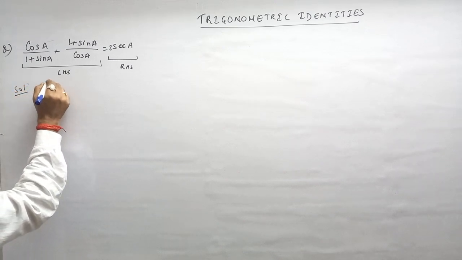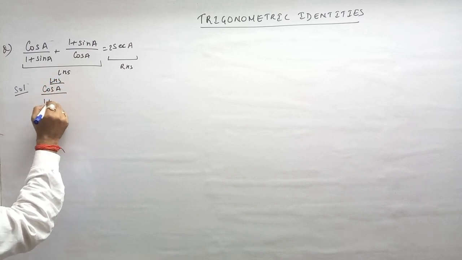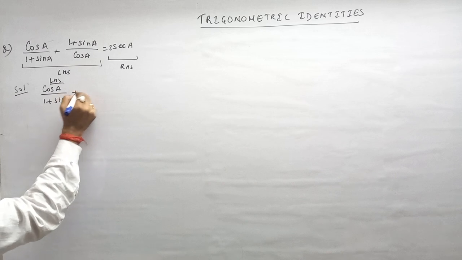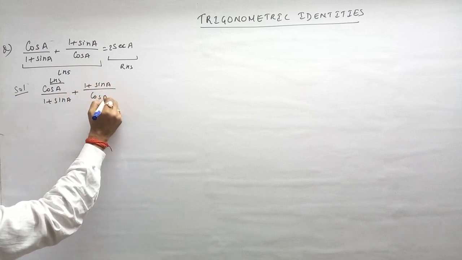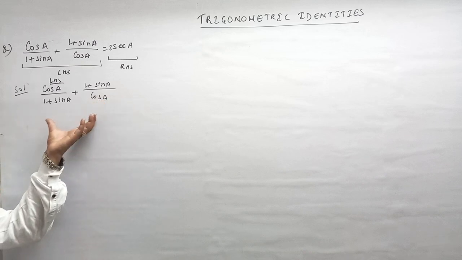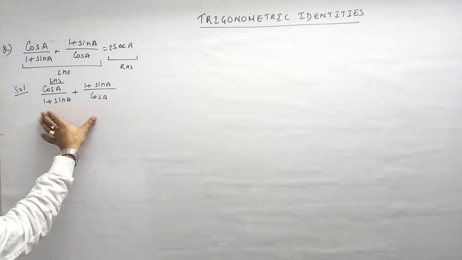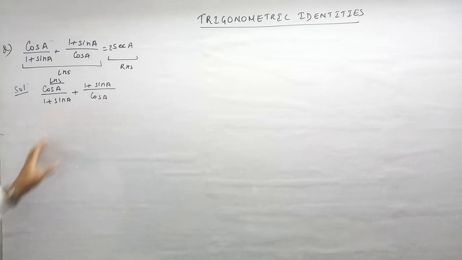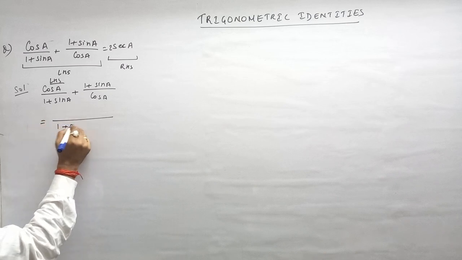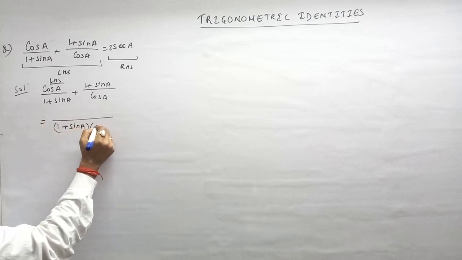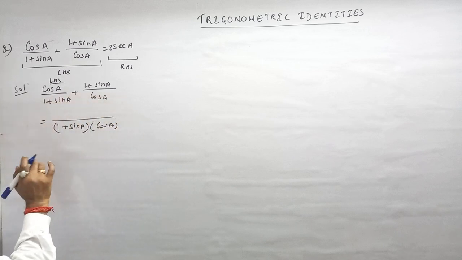We'll copy the left hand side, that is LHS is equal to cos A divided by 1 plus sin A, plus 1 plus sin A divided by cos A. See, this is same as finding the sum of two fractions where we need to find the LCM, right? And here the LCM is 1 plus sin A into cos A.